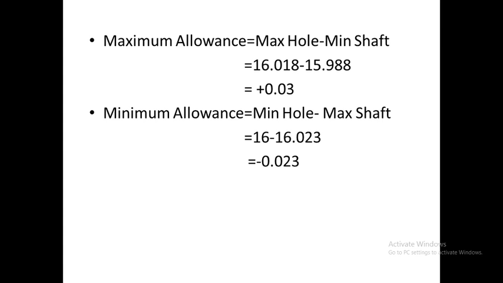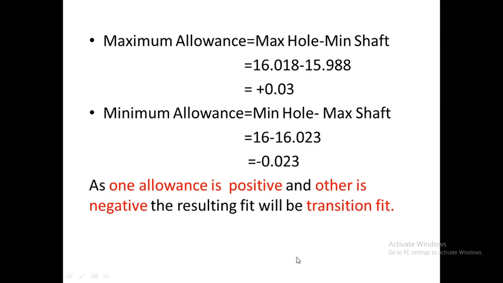As said earlier in the previous lecture, when both the allowances are positive, the type of fit will be a clearance fit, and if both the allowances are negative, the type of fit will be an interference fit. Whereas if one allowance is positive and the other is negative, then the type of fit will be a transition fit. And since in this problem the maximum allowance is positive and the minimum allowance is negative, that is, one value is positive and one value is negative, the resulting fit will be a transition fit.